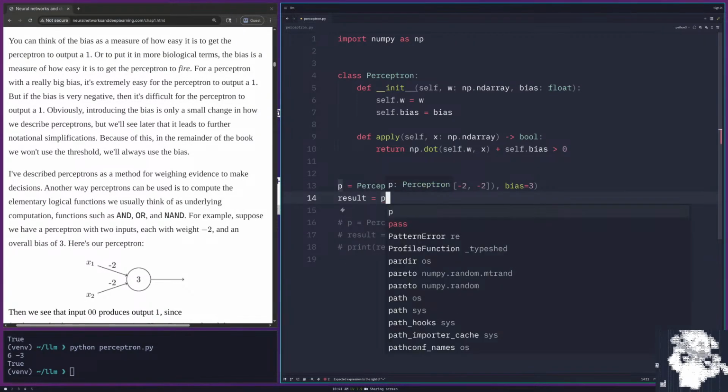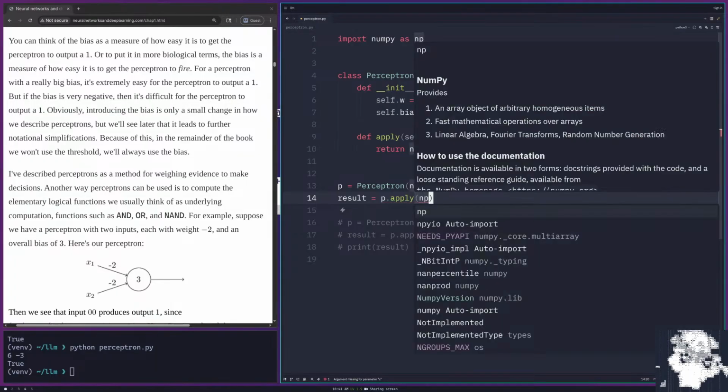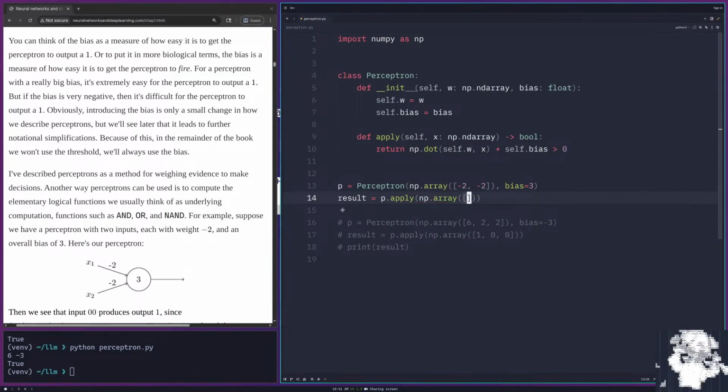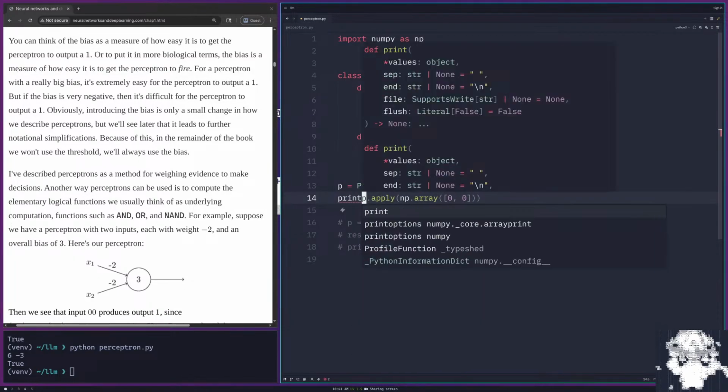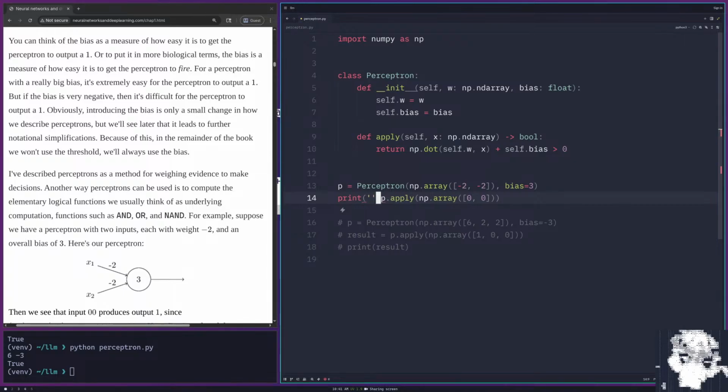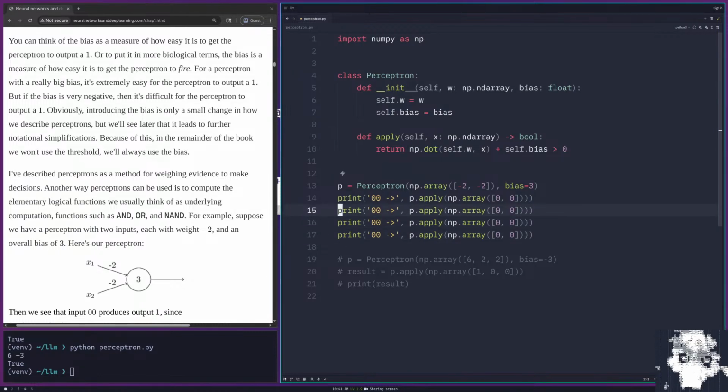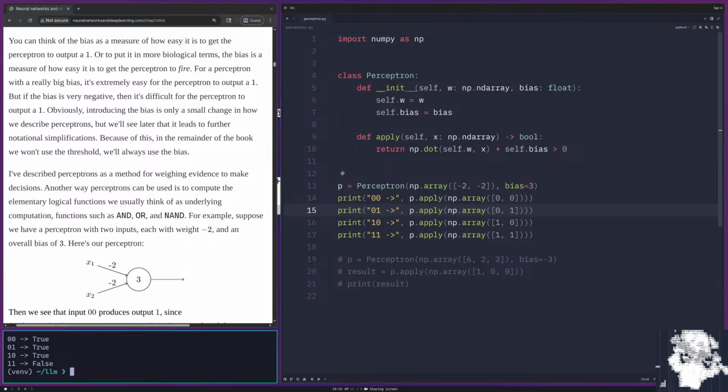Result equals p.apply np.array 0, 0. Actually, let's print the whole truth table. Print 0, 0 maps to this, and then 0, 1, 1, 0, 1, 1. True, true, true, false.